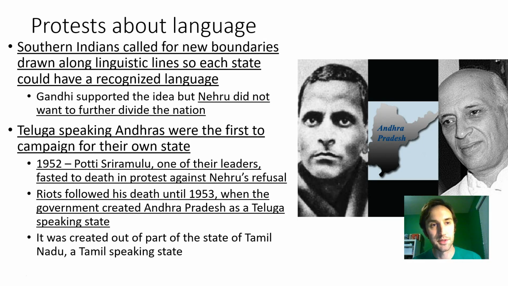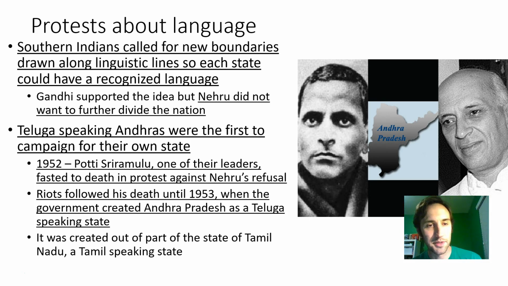Some of the first protesters were in the south, especially because they weren't too happy about the Hindi language becoming so dominant. Southern Indians called for new boundaries drawn along linguistic lines, so each state could have a recognized language. That way their language wouldn't die out. Gandhi liked the idea, he supported it, but Nehru's not so happy about it. He didn't want to further divide the nation.